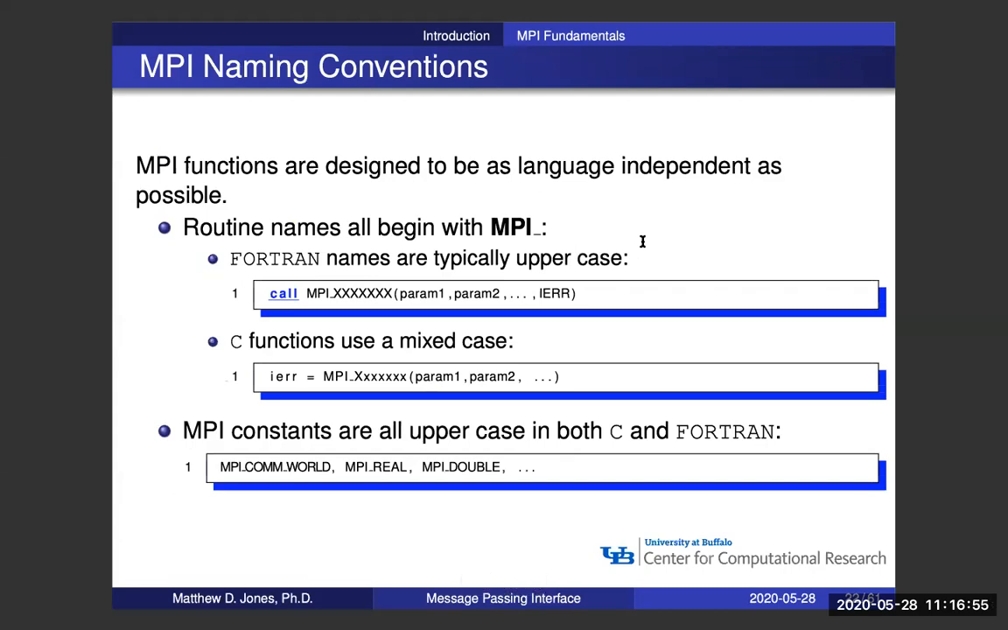The naming conventions for MPI are typically capital MPI underscore. And then if you're in C, the first letter of the function call is capitalized after that. Fortran, of course, is case insensitive, so it doesn't actually matter whether you capitalize it or not. And then in the case of MPI constants and other data structures, the convention is to capitalize all of it.